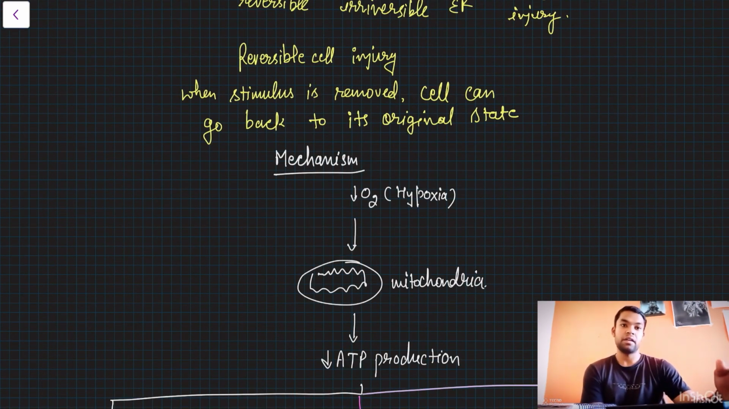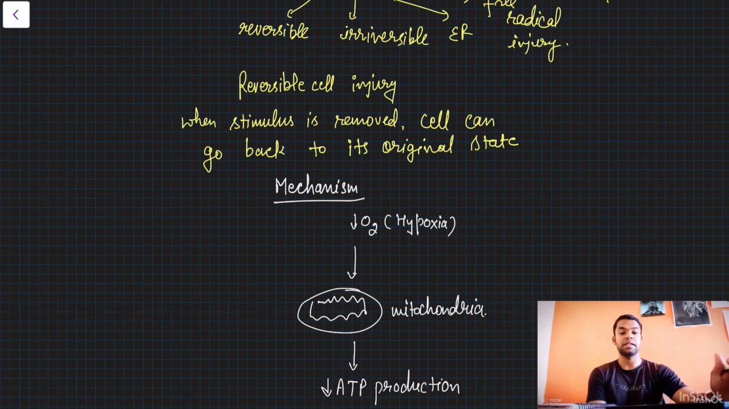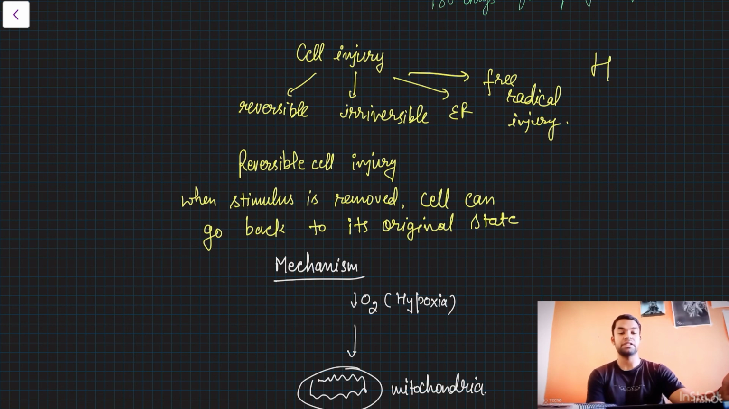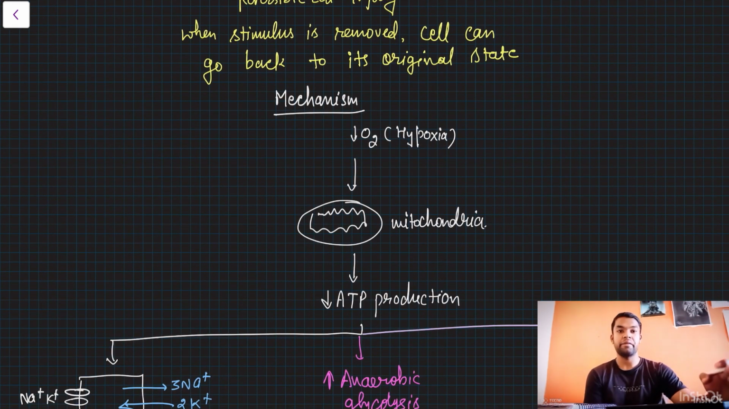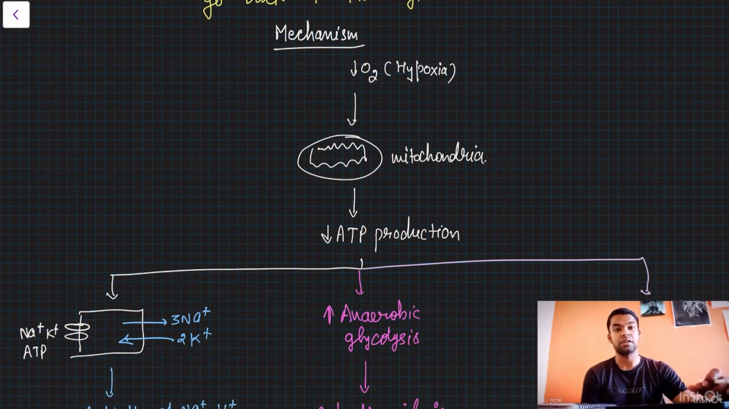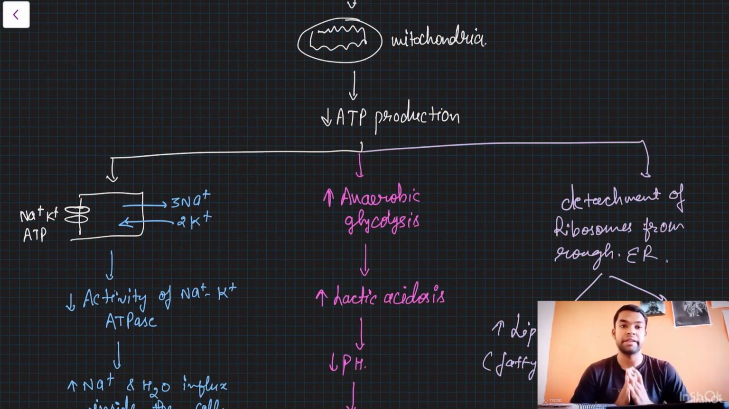Hope you like this, and if we recall, basically cell injury can be divided into reversible, irreversible, ER stress and free radical. In reversible cell injury, what will happen? If we remove the injurious stimulus, the cell will go back to its original state. What is the mechanism? The basic mechanism was hypoxia, which leads to decreased ATP production. So we can see three different mechanisms: reduced sodium potassium ATPase pump activity, second is lactic acidosis, and the third is detachment of the ribosome from the endoplasmic reticulum.